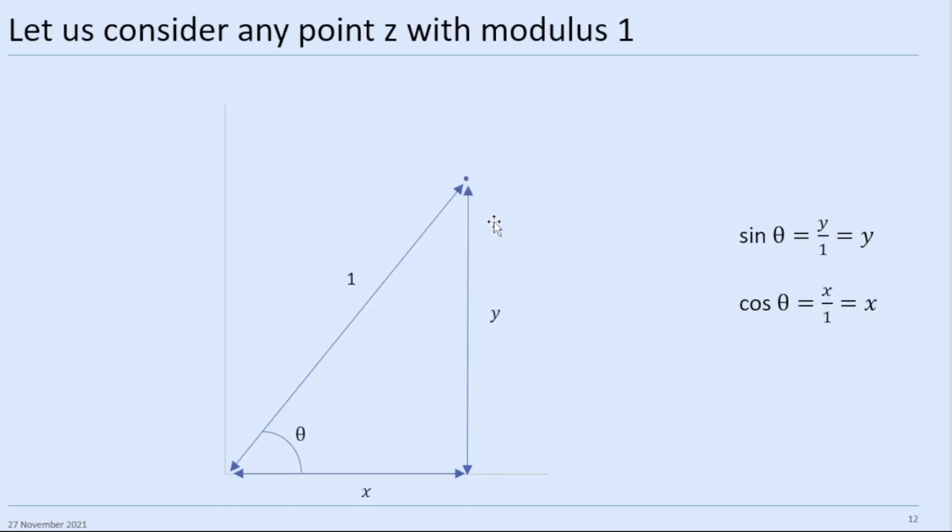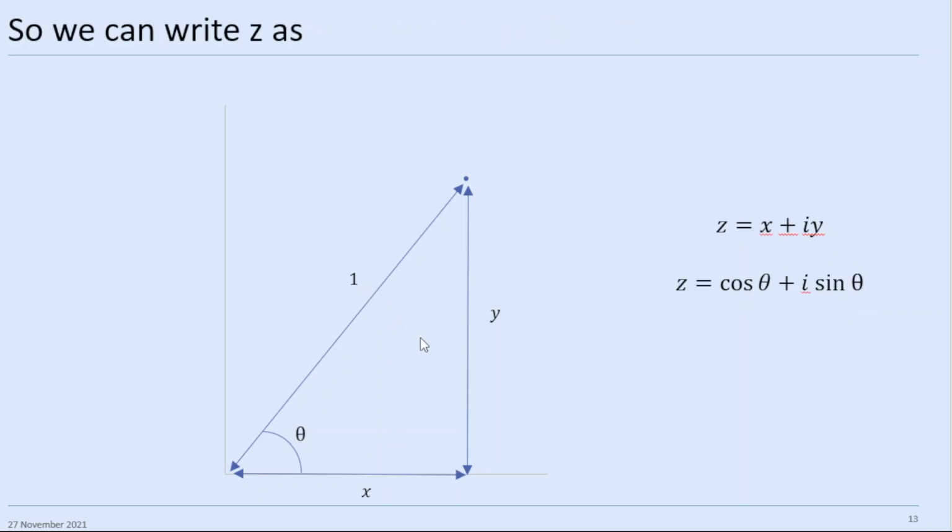So if we have a point z, this is z up here, with modulus 1, its imaginary part is y, its real part is x. Sine theta equals opposite over the hypotenuse, so it's y over 1, which is y. Cos theta equals adjacent over hypotenuse, x over 1, so it's x. So you can write z as z equals cos theta plus i sine theta. We just put in cos theta for x and sine theta for y. So z equals cos theta plus i sine theta, where theta is the argument.